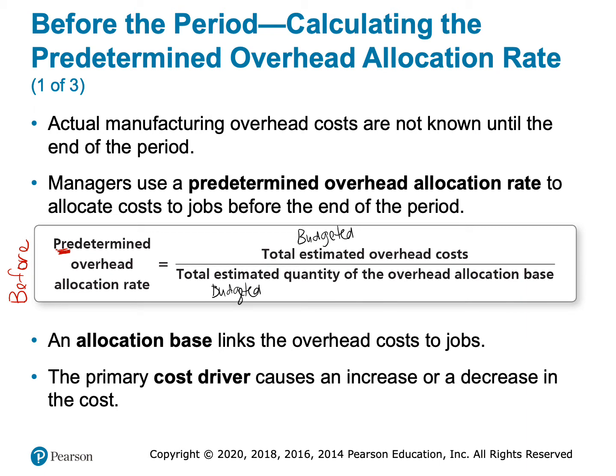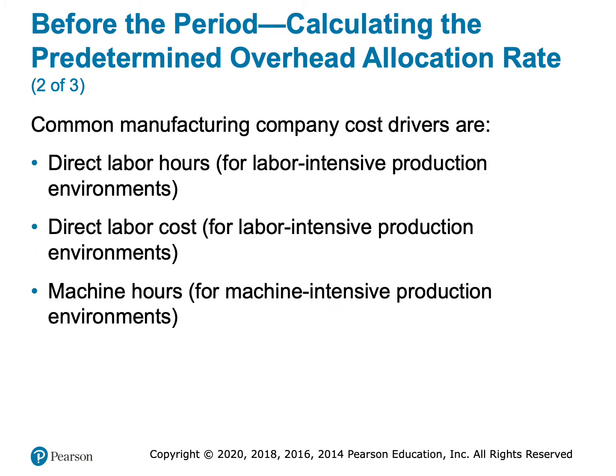overhead of what we call an allocation base. You'll also hear this called a cost driver. So the allocation base or the cost driver is whatever we decide is the best way to allocate overhead. So we're going to look at the overhead and figure out what is the thing that causes this overhead to be incurred. What is it that causes a job to use overhead? And that's how we're going to allocate it. So the three most common cost drivers or allocation bases are direct labor hours, direct labor cost, and machine hours.